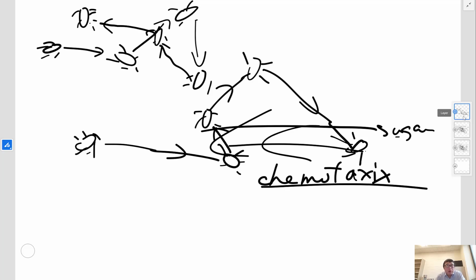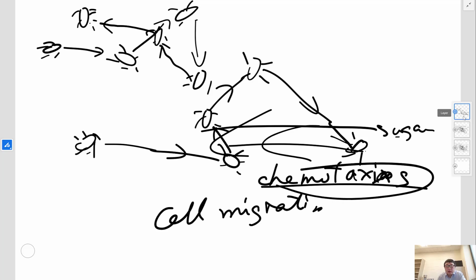Chemotaxis is the fundamental mechanism to drive the directional motility of the bacteria. Not only the bacteria, all of those single cells are driven by chemotaxis. And even inside our body, all the cell migration is driven by chemotaxis. It's a very important mechanism. So I think that's it for the bacteria.